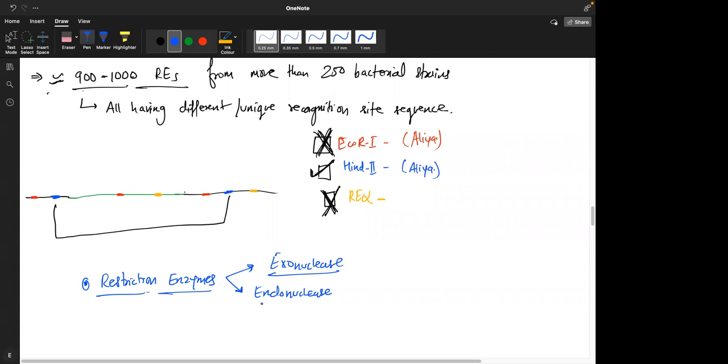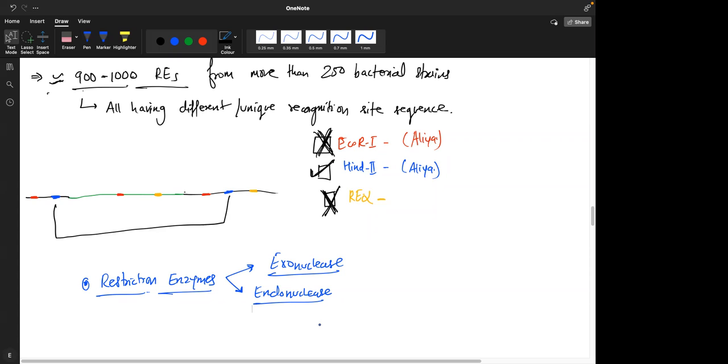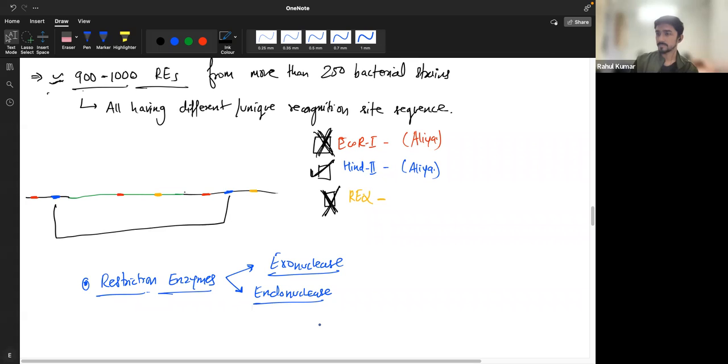Whereas endonuclease, write down, endonuclease makes the cut at specific sequence positions within the DNA. Specific sequence positions within the DNA. Anywhere within, not from the side, anywhere within the DNA.